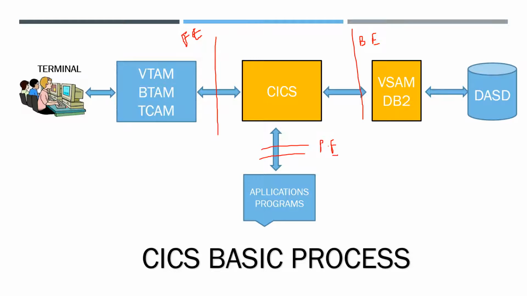What is the user using? A console or a 3270 emulator. Whether the user is using the console or the emulator, all of these are considered a terminal. VTAM, BTAM, TCAM: these are the interface methods. The user or the terminal will interface to CICS via these interface methods.